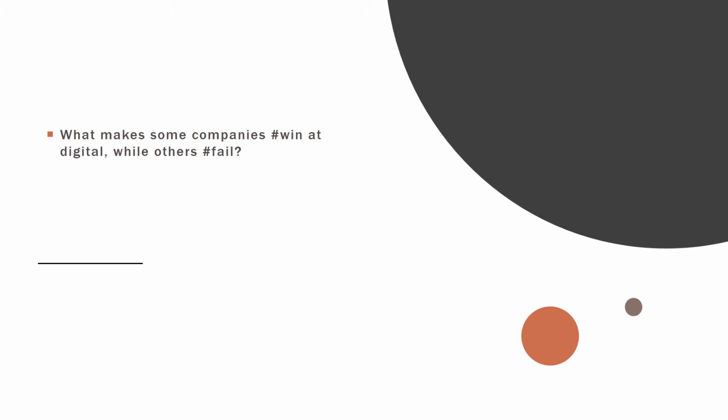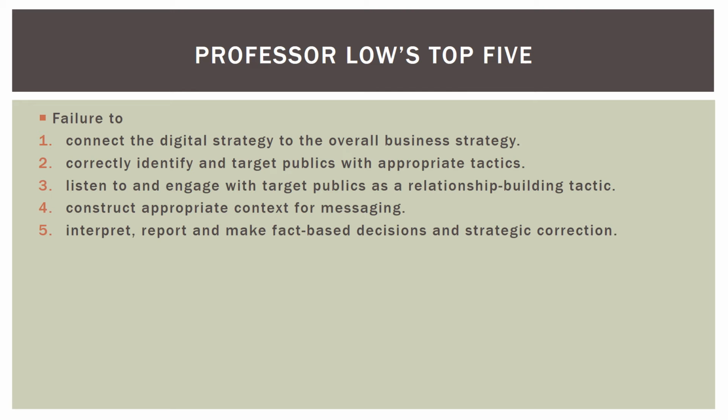So what makes some companies win and some fail at digital? We're going to take a look at that really briefly. So here's my top 5. Again, after years and years of doing this, I kind of distill things down into buckets. So they fail to do 5 things, not necessarily in this order. They fail to connect the digital strategy to the overall business or communication strategy. That is why you need to be completely familiar with the GHOST model and the way that we handle strategic planning in public relations right off the bat.